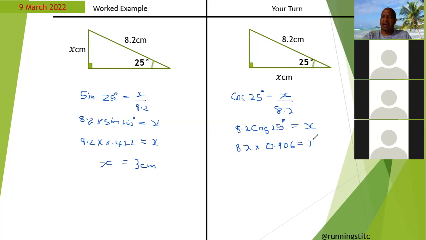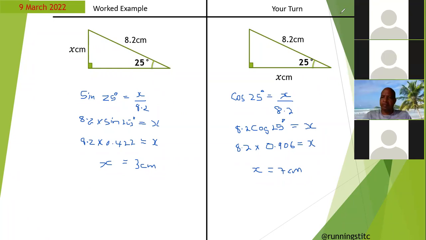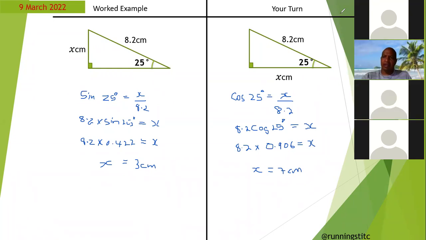And now we can calculate that value for x by multiplying the 8.2 times 0.906, and that will give us 7 centimeters. All right, guys, is everybody good at this? All right, raise your hand if you are comfortable with what we have just worked, guys. All right, good.